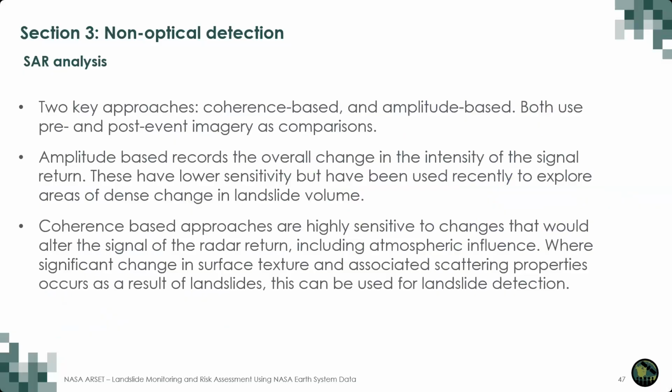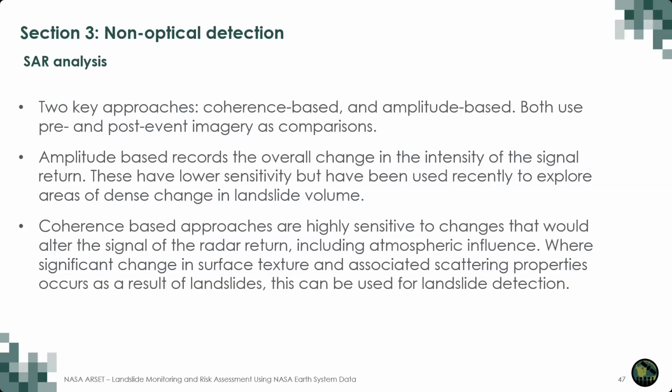There are two key approaches to assessing landslides using SAR data: coherence-based approaches and amplitude-based approaches. Both types of analysis use pre and post imagery to compare. In other words, you're thinking about the difference between an initial image and an aftermath image of a landslide triggering event. Typically, an amplitude-based assessment records the change in the intensity of the signal return. These typically have lower sensitivity, but recent studies have used them to assess large changes in volume of landslide material, so dense volumetric changes of landslides. We'll talk about that in a second.